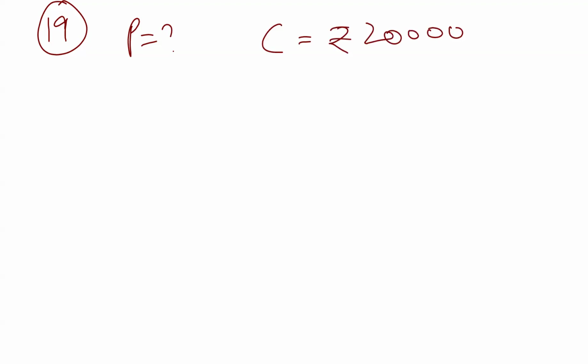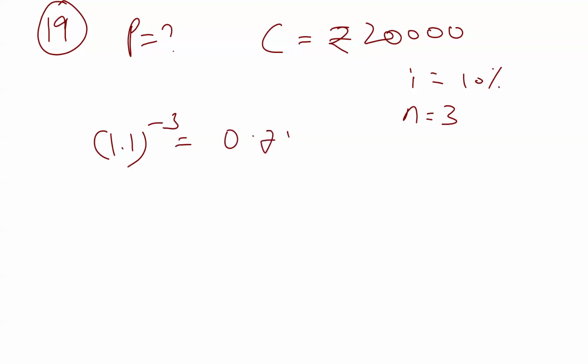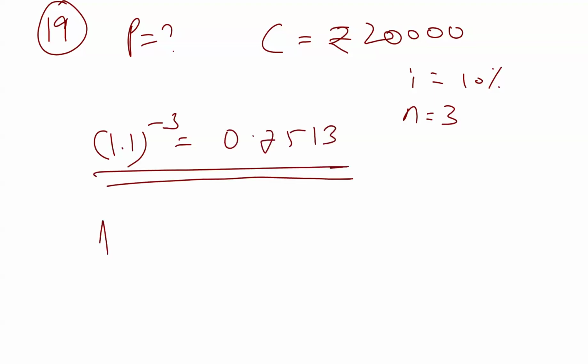Question number 19. Okay, find the present value of annuity immediate. So they are asking P because it's an annuity immediate problem. C is equal to rupees 20,000. Okay, I is equal to 10%, N is equal to 3 years. So 3 installments, right? And this value will be given to you, 0.7513.